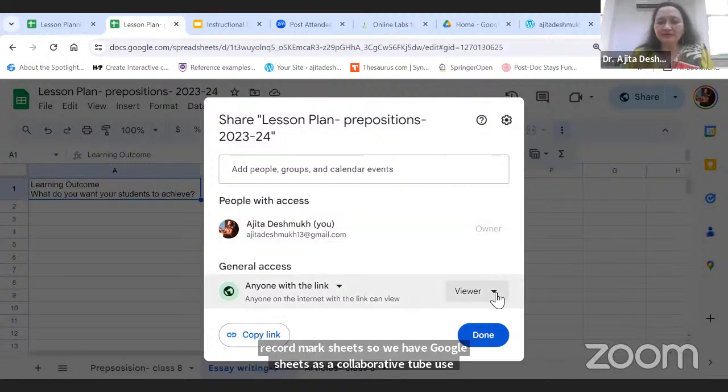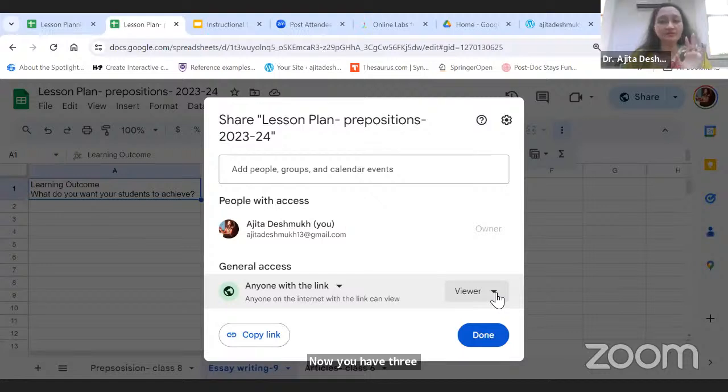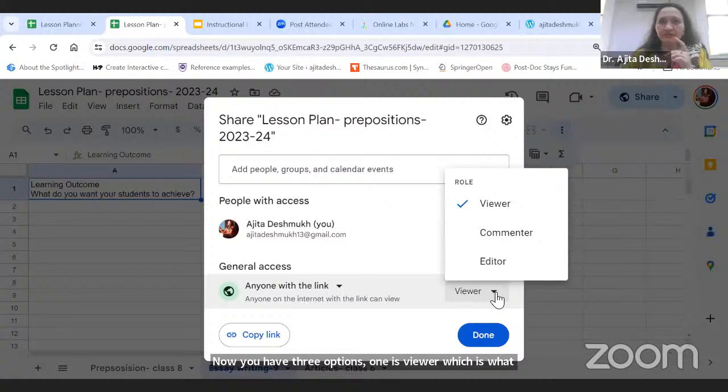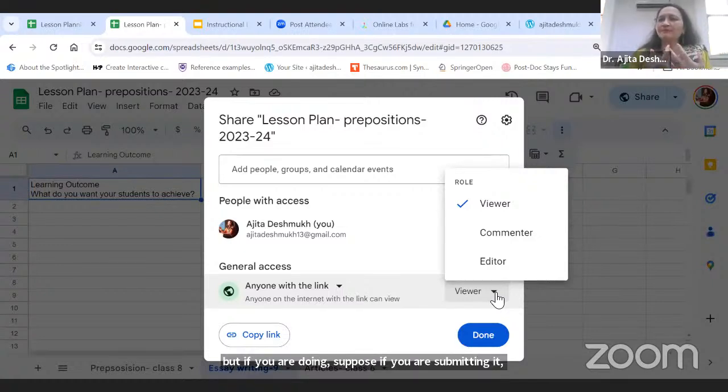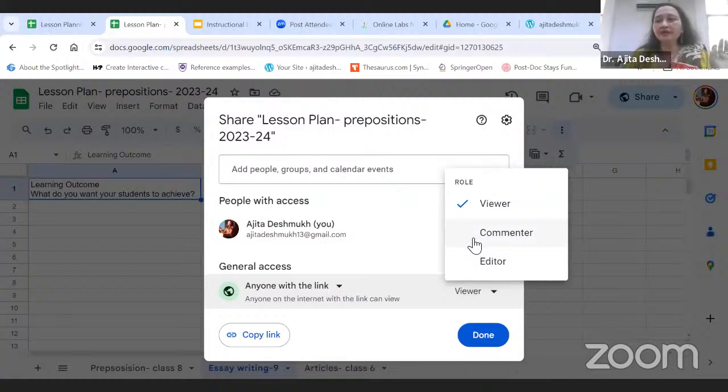Now you have 3 options here. One is viewer, which is what you will keep when you are submitting the assignment. But suppose you are submitting it to me and you are my student and I'm your teacher and you want some feedback on it, then you will keep it as commenter. After setting commenter, I will not be able to edit anything in your sheet. I will only be able to comment whether this is right, this is wrong, or something like that.